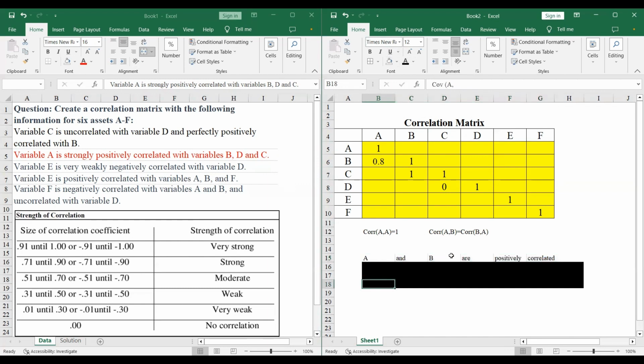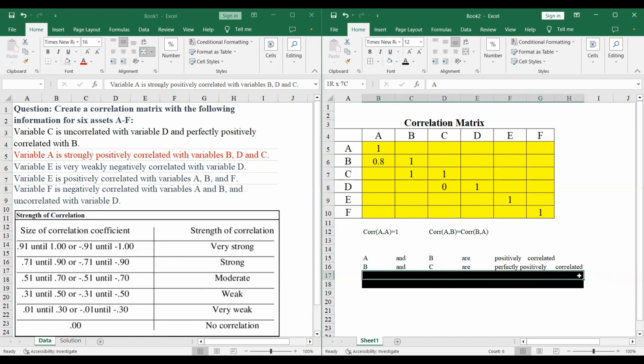What we know is A and B are positively correlated. That is given in the second statement. From the first statement, what we know is that B and C are perfectly positively correlated. Now, this implies that as B increases, C increases. And as A increases, B increases, and B and C are positively correlated. So what this says is A and C are positively correlated.